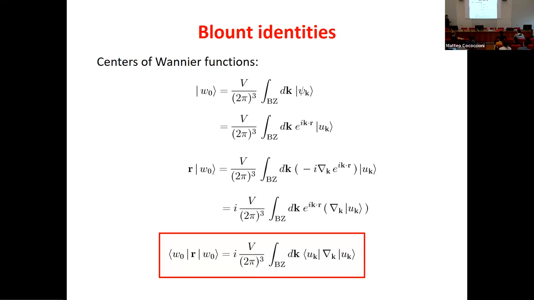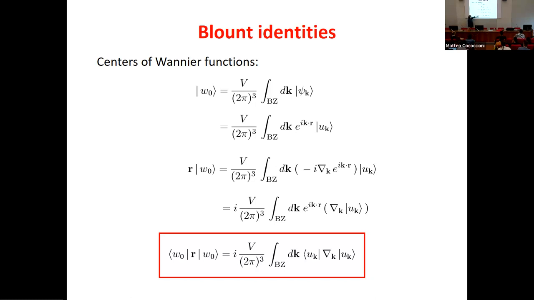Luckily, in 1965, Blount at Bell Labs had shown these identities. There is a very beautiful solid state physics paper from him that really sorts out all the math. I guess if we had known this and read his paper in the 1960s, all the Berry phase would have come out very naturally. But basically, the so-called Blount identities here, just for the position operator, but you have them for any power of the position operator, show you that the expectation in real space over a Wannier function of the position operator is equal to this Berry phase, basically this integral of the Berry connection, thanks to these identities.